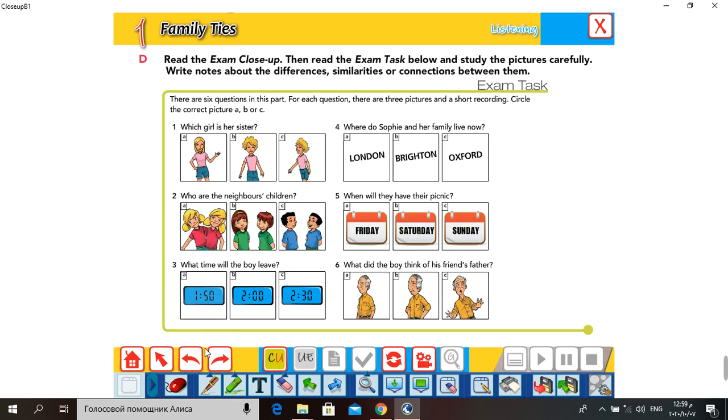Next, let's read the exam close-up, then read the exam task below and study the pictures carefully. Write notes about the differences, similarities, or connections between them. So, in this part of the listening task, you should be able to point out the differences and similarities between the pictures. If you have a quick look at the three pictures, you will find them quite similar, yet they are different. You will find some small or minor differences between the three pictures, and from these differences you will be able to answer after you hear the recording.